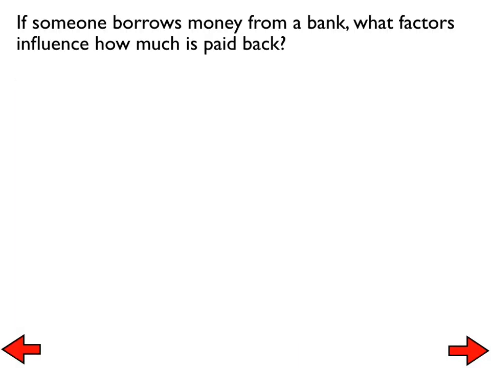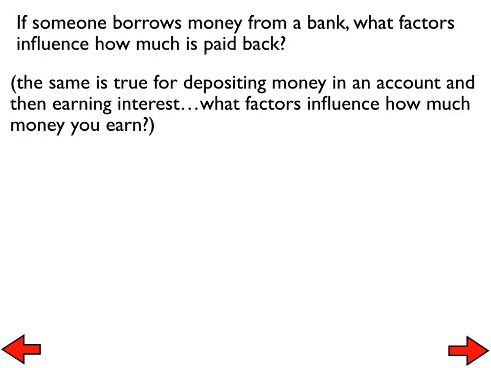If someone borrows money from a bank, like using a credit card or when you're borrowing money to buy a car or buy a house, as you get older, you'll do more of this. You probably don't have a credit card right now. There are a few factors that influence how much money you pay back. And those are also true if you're depositing money. If you're saving money in an account, like in a savings account, that money also accumulates interest so that value is increased over time.